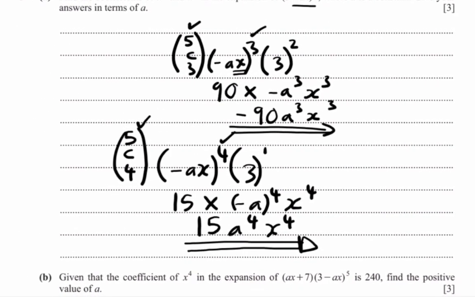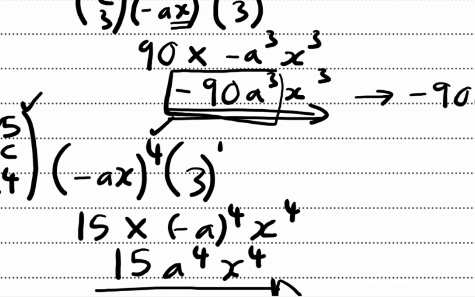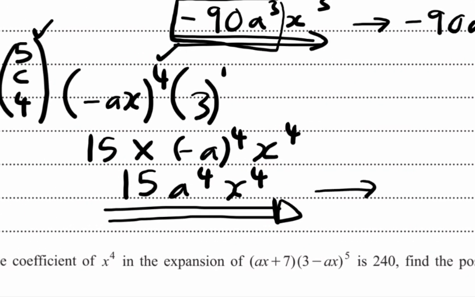So our two answers for this part of the question are minus 90a to the power 3 x to the power 3 and 15a to the power 4 x to the power 4. Oops, they said coefficients, so only taking this part. So for this one it will be minus 90a to the power 3, and for this one it will be 15a to the power 4. This is the coefficient.